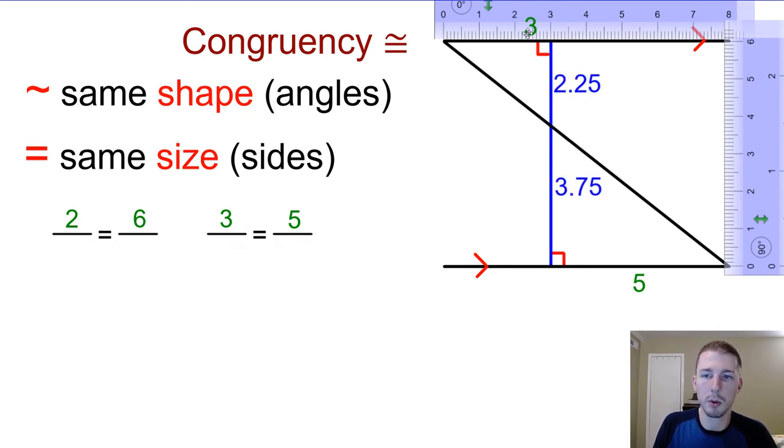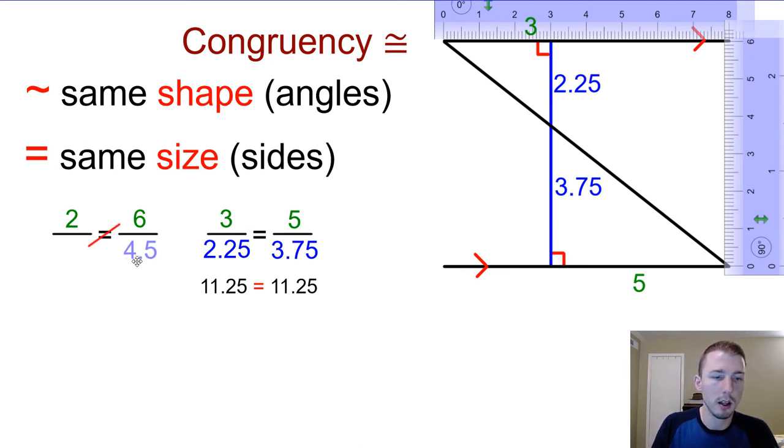So if I set up this proportion again, 3 goes to 5 just as 2.25 goes to 3.75. And when I cross multiply these, I'll get the exact same thing of 11.25 is equal to 11.25, which is fascinating, absolutely fascinating. So both of these, regardless of how we do it, when I cross multiply, I'm going to get that these are going to be congruent.